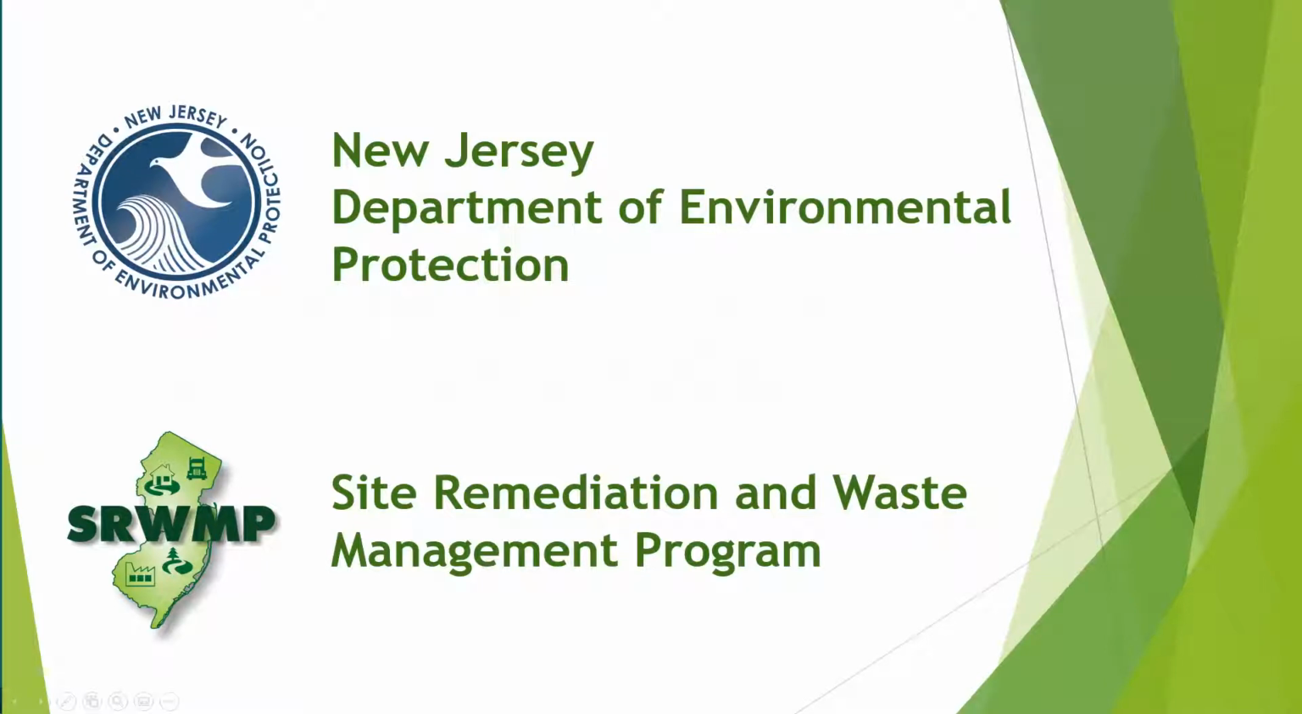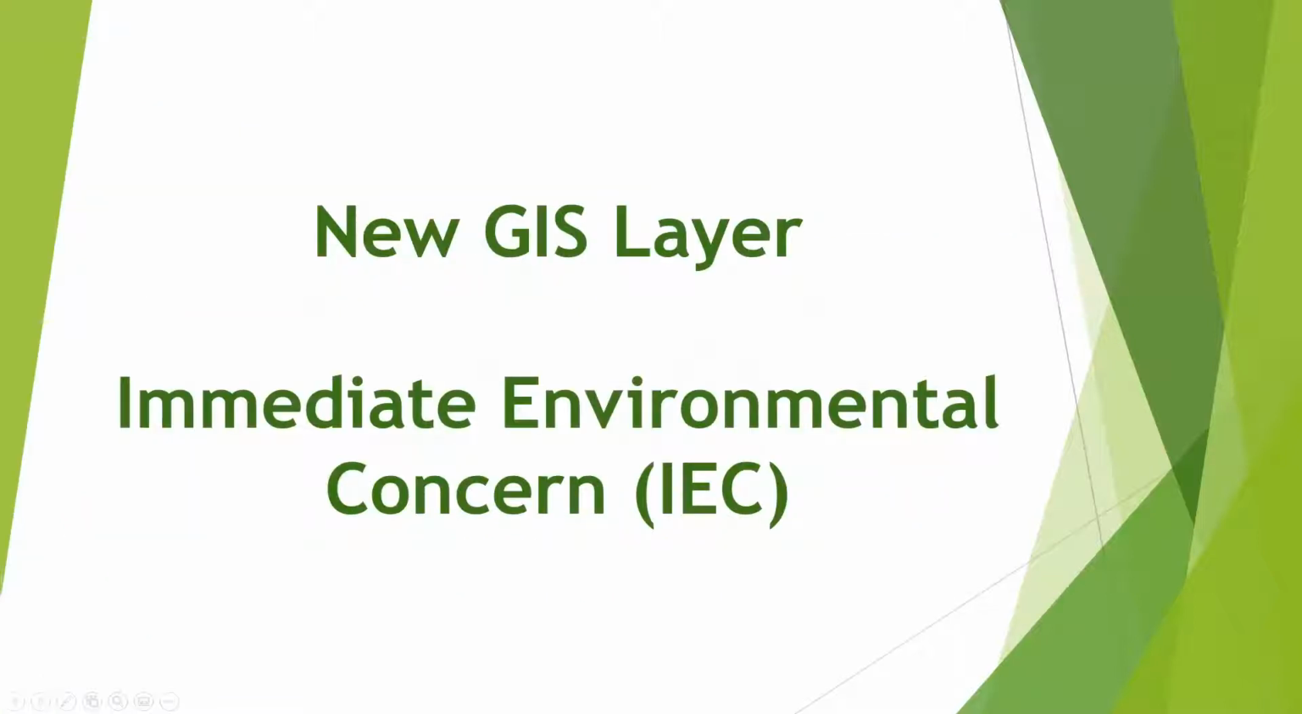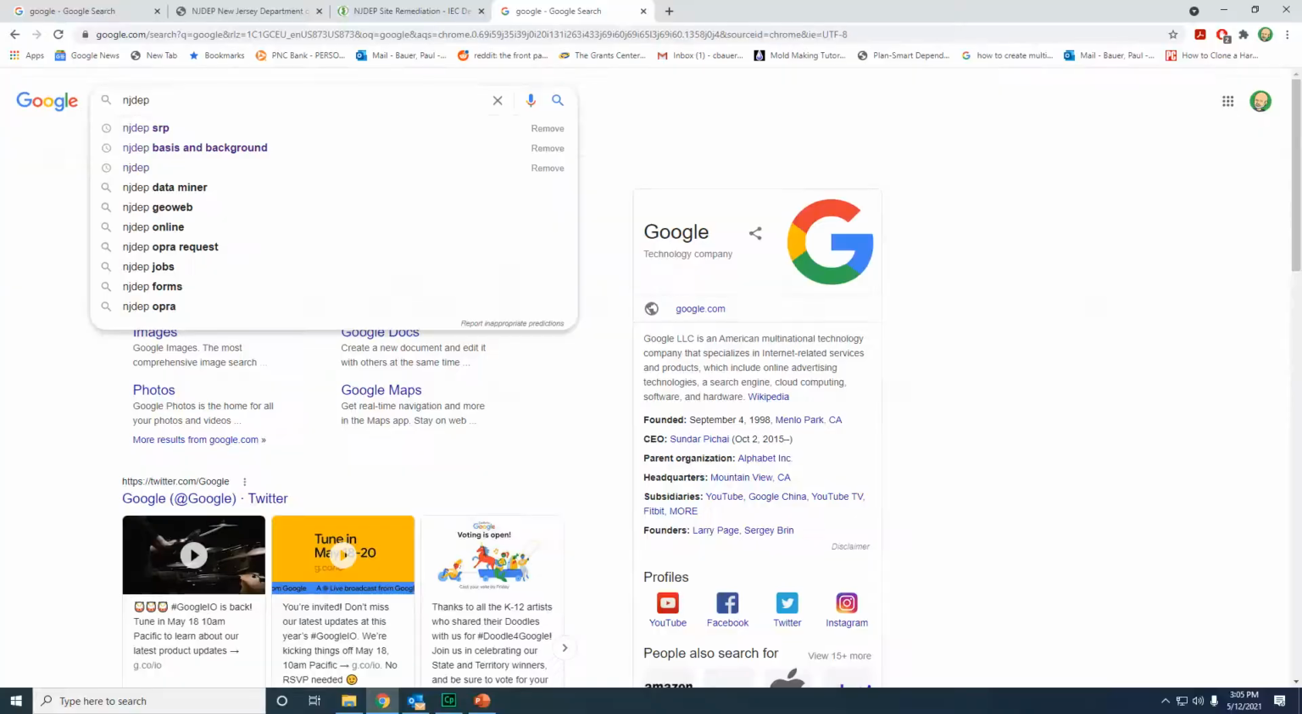We are pleased to be able to share with you our Immediate Environmental Concern, or IEC, GIS layer, and the means for viewing it. A GIS layer is a way of presenting information about a particular subject in a map display. Now I'm going to walk you through how you can view our IEC GIS layer.